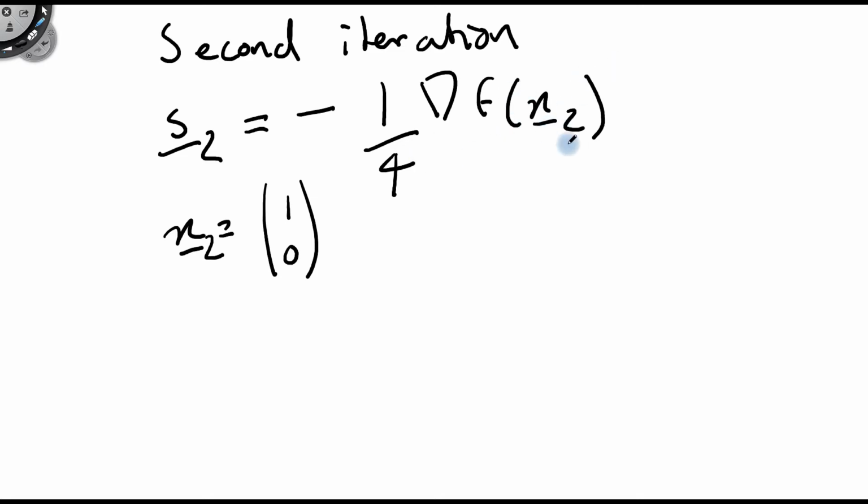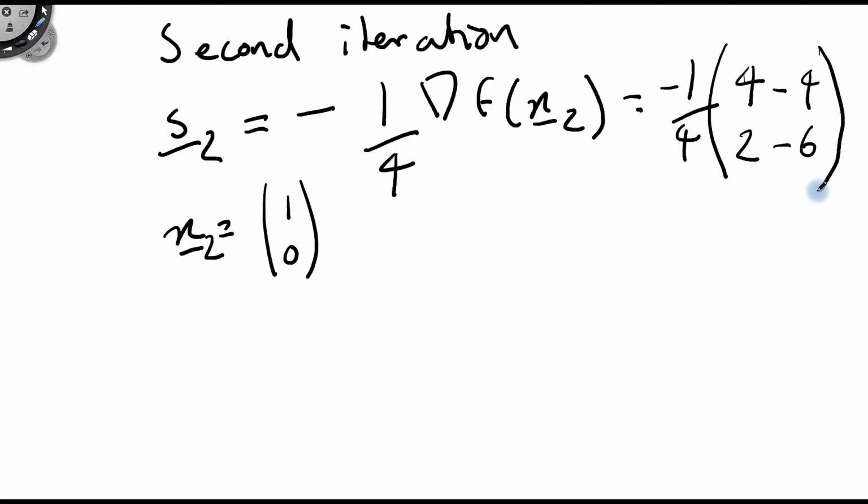Okay, so when you do plug that in, you get minus 1/4, putting x is 1, y is 0 into the gradient that we had before, which gives 4x plus 2y, and y is 0, minus 4. And then it's 2 minus 6, and that equals 0, 1.